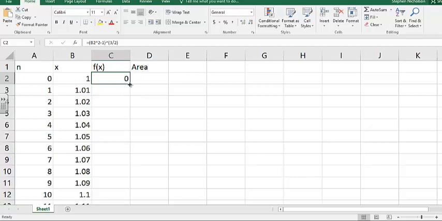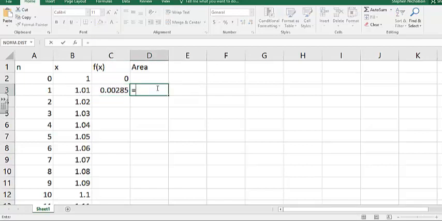Now, let's just copy this one time down. So the value of the function at x equals 1.01 is this. Now the area of a trapezoid is you take the width, which is 0.01 in this case, and you multiply by the average of these two. These are the heights. So we're going to take this plus that and then divide by 2.